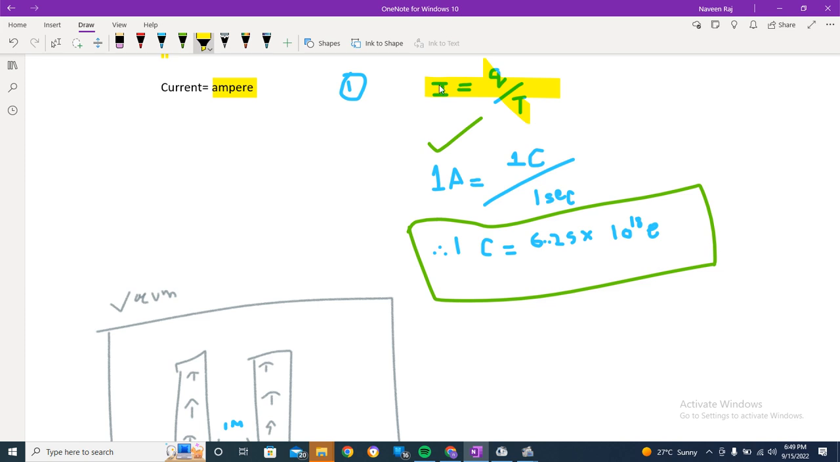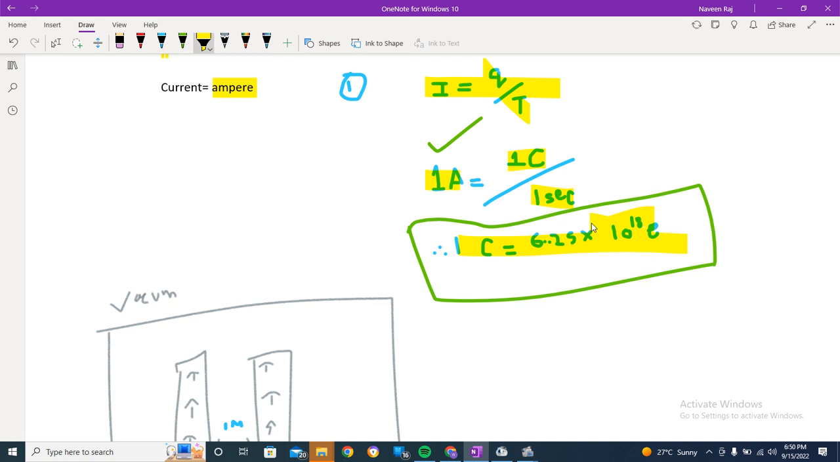In a similar way, we write 1 ampere is equal to 1 coulomb upon 1 second. Here 1 coulomb is equal to 6.25 × 10^18 electrons. So you can define 1 ampere of current as the flow of 6.25 × 10^18 electrons in a second. That amount of charge carried in 1 second is termed as 1 ampere of current.